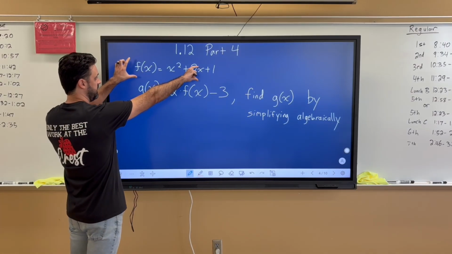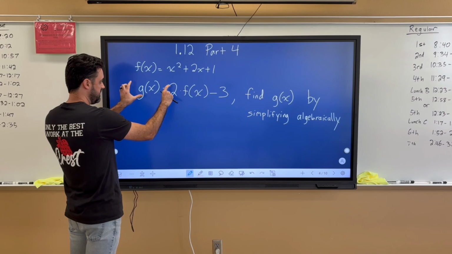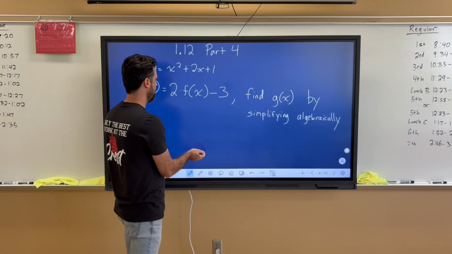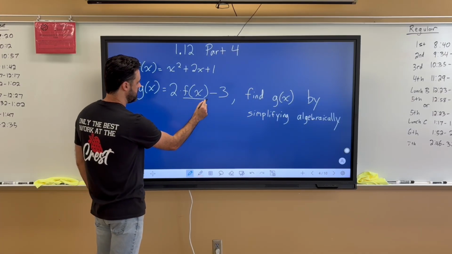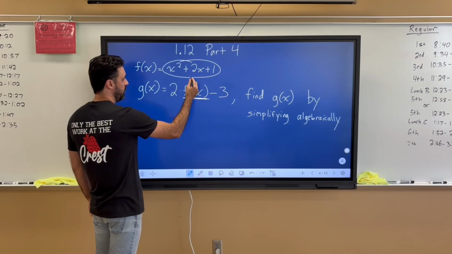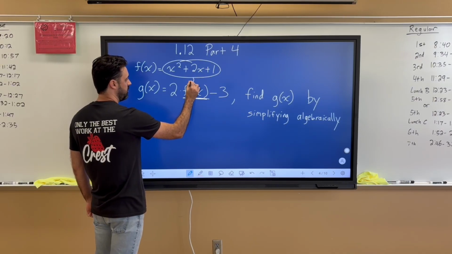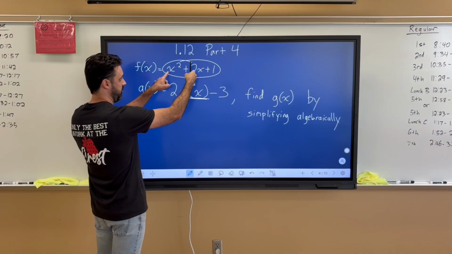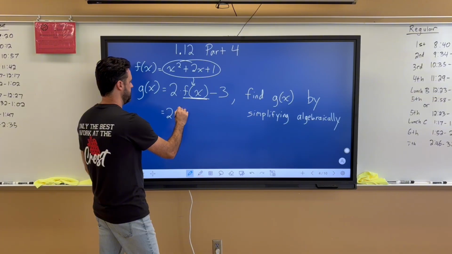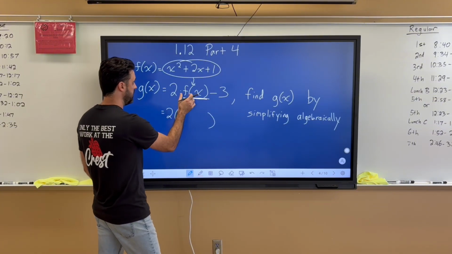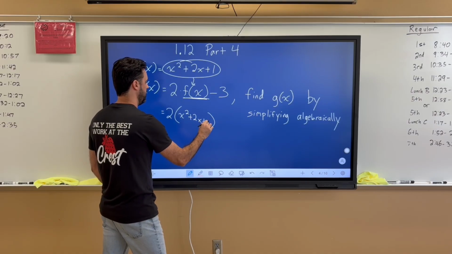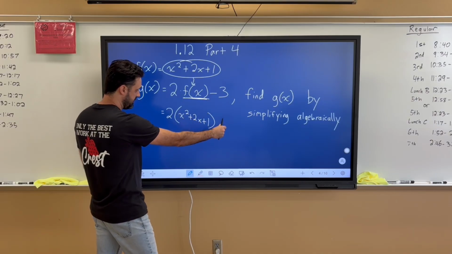We've got a function f of x, and then g of x is a series of transformations on f, okay? But to simplify this algebraically, because there's an f of x right here, and this is what f of x is equal to, we're just going to use substitution. We're going to replace f of x with x squared plus 2x plus 1. So if we do that, g of x becomes this. It becomes 2 times where there was an f of x, now we're going to get x squared plus 2x plus 1. And then we're going to bring down that minus 3.